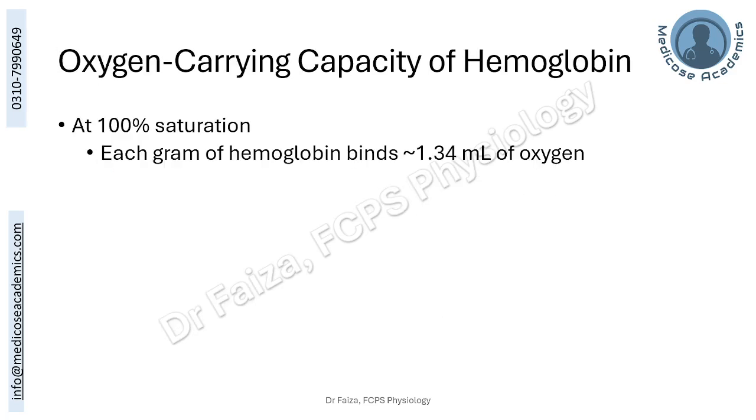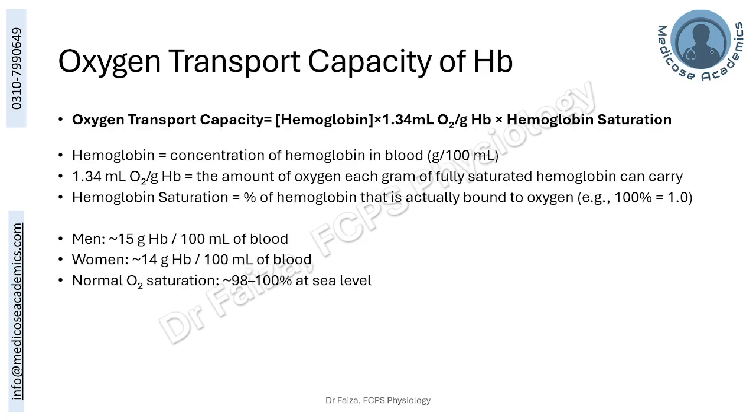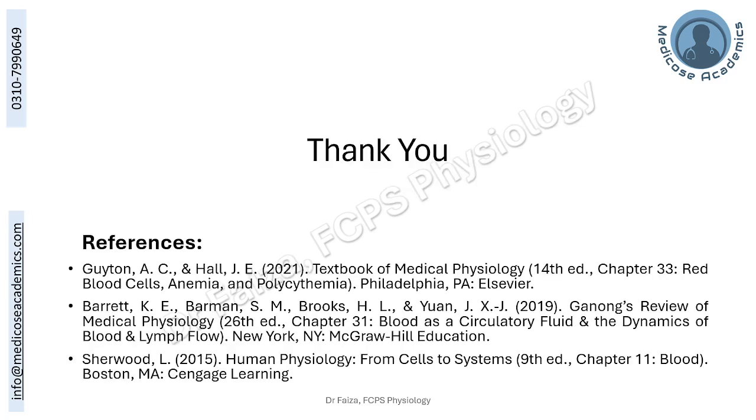At 100% saturation, each gram of hemoglobin can bind 1.34 ml of oxygen, and the rest of the details of the oxygen carrying capacity of hemoglobin in RBCs will be discussed in the lectures on respiratory physiology. That's all about an overview of RBCs. We will have separate sessions on erythropoiesis, anemias, iron, and hemoglobin metabolism.